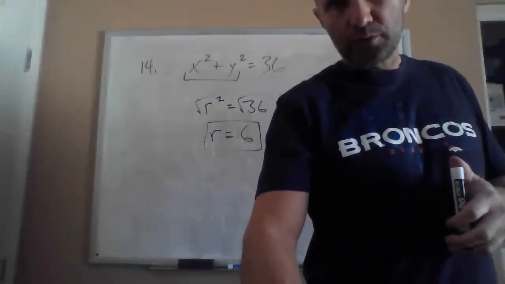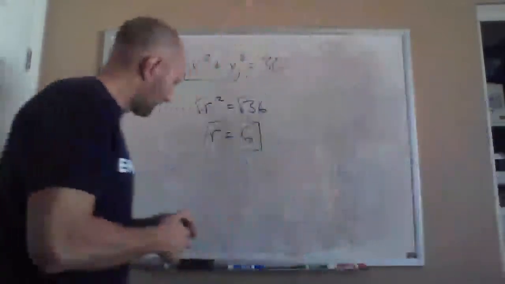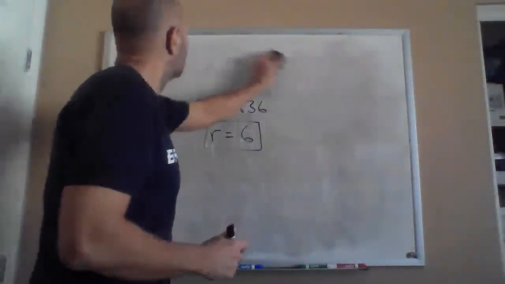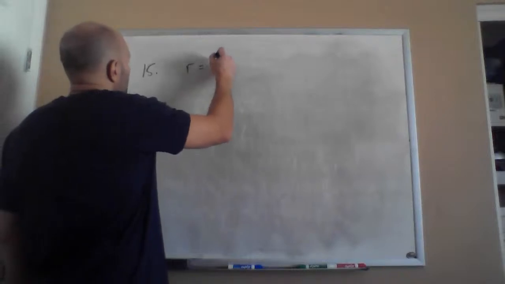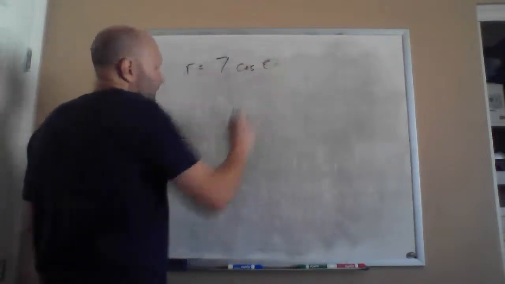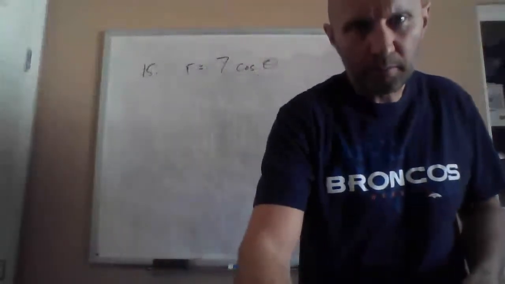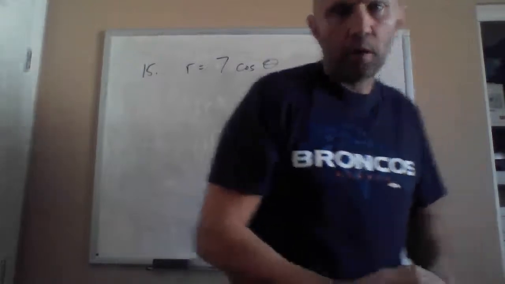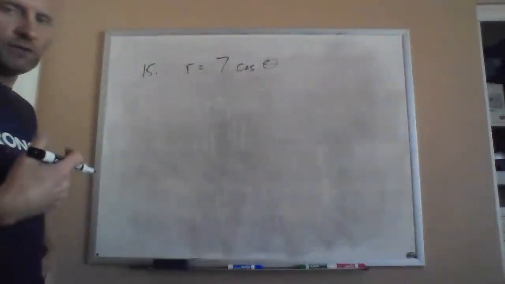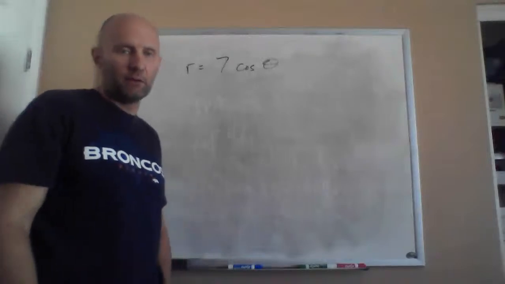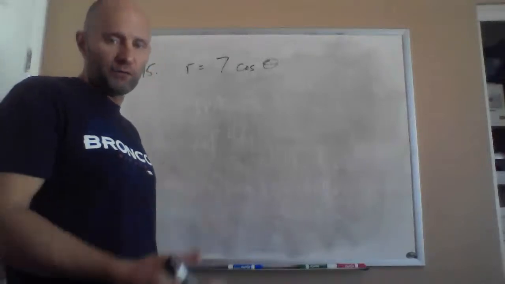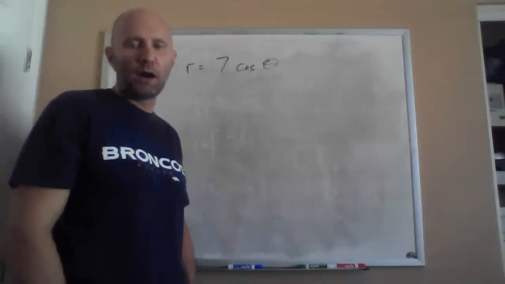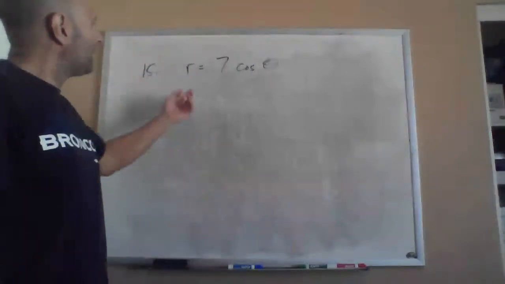15, r equals 7 cosine theta. All right, so 15. R equals, was it 7 cosine theta, I think I said? Double check. Yeah. All right, so we have this guy. We need to convert this one to rectangular. So I want to get rid of the r's and the thetas. I want to put in x's and y's. So I have an r.